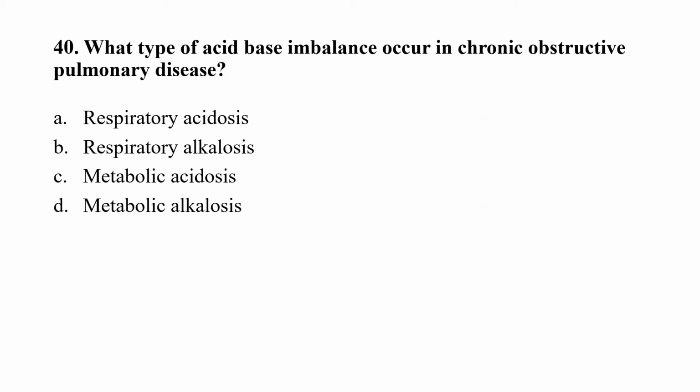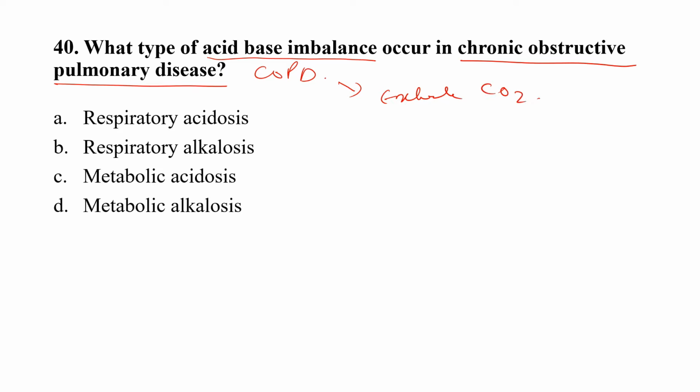Question number 40. What type of acid-base imbalance occurs in chronic obstructive pulmonary disease or COPD? Option A, respiratory acidosis. Option B, respiratory alkalosis. Option C, metabolic acidosis. Option D, metabolic alkalosis. In COPD patients, there is a reduced ability to exhale carbon dioxide, which leads to hypercapnia.